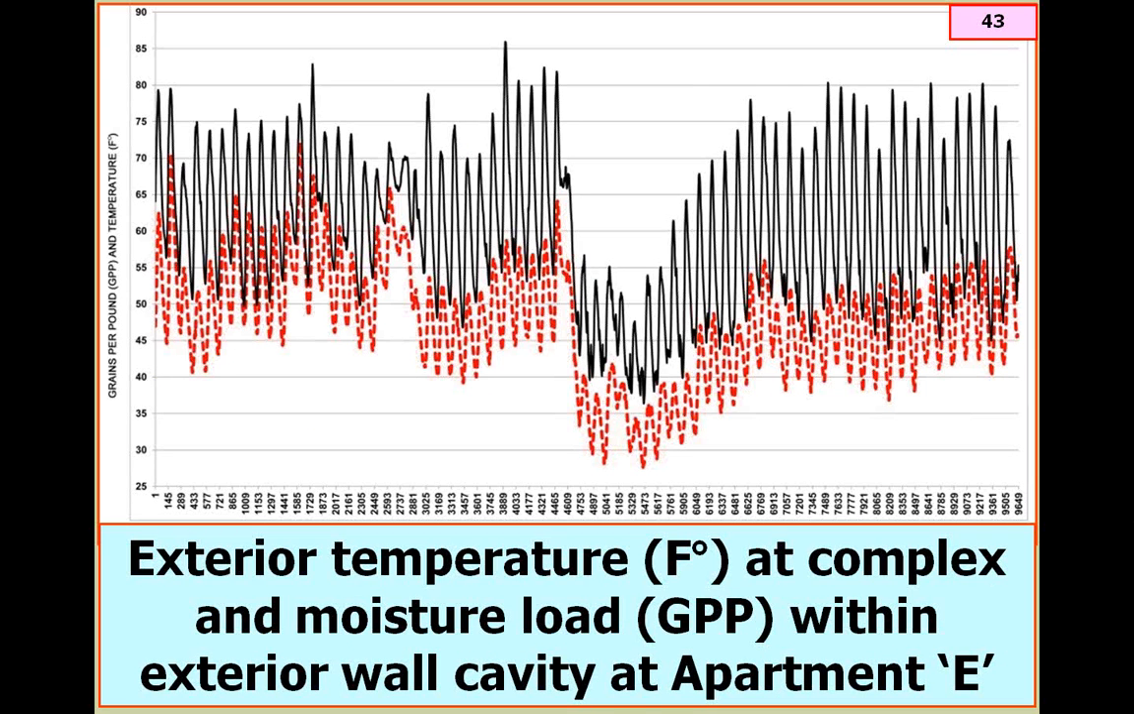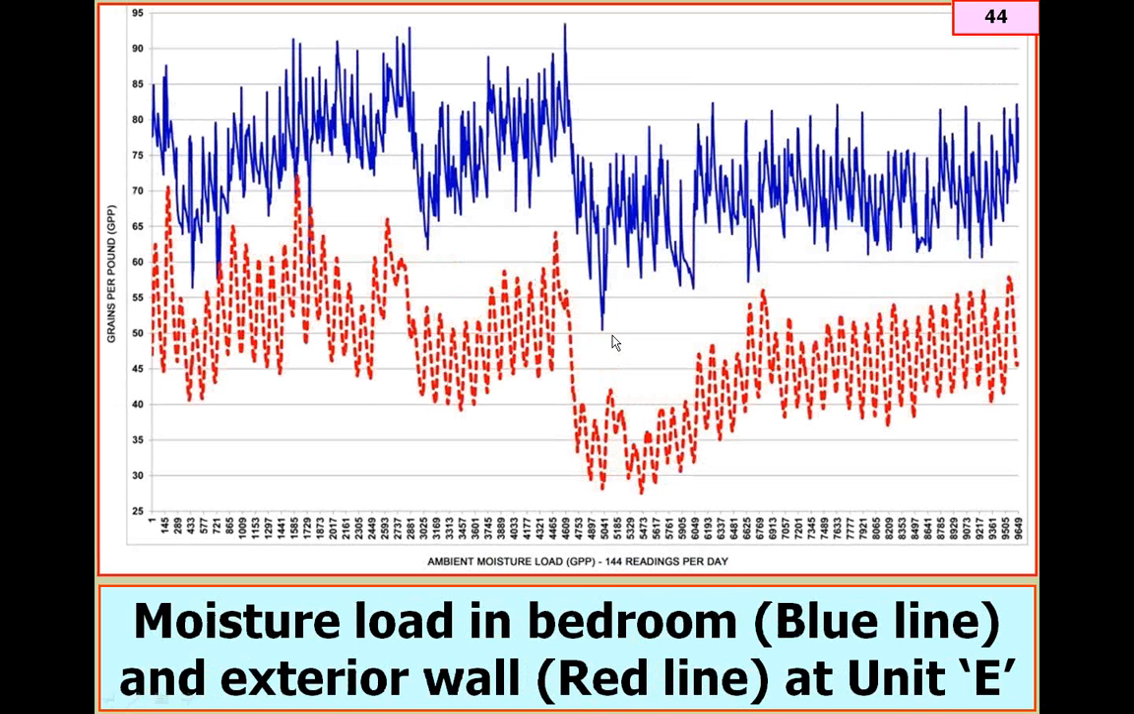We see at about 4753 on the sheet that an extended cold period for a week occurred. The weather got very cold. Our drought continued, but the weather got very cold, and the moisture content within the exterior wall decreased. We're going to explain that here shortly.